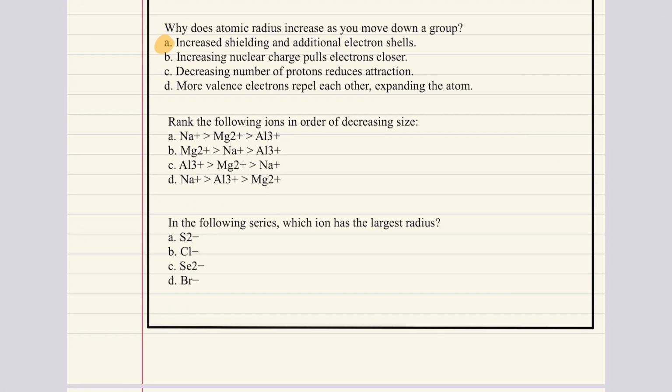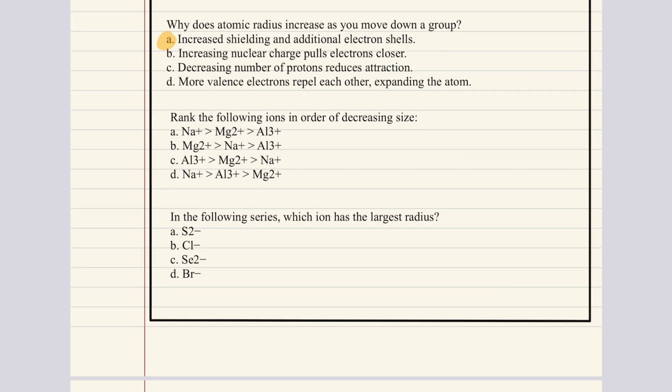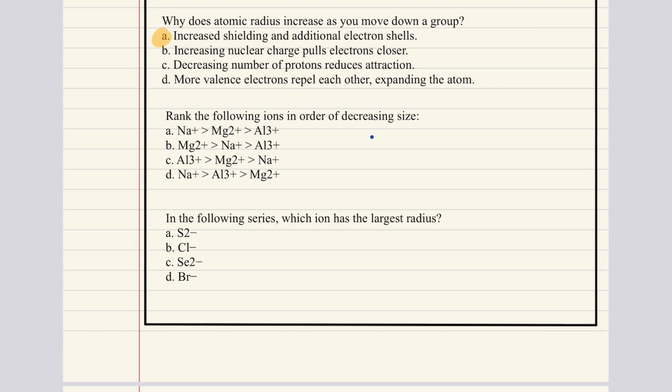Now we move into problem 4. This says rank the following ions in order of decreasing size. Here we're comparing sodium plus to magnesium 2 plus to aluminum 3 plus. Each of these ions has 10 electrons, so we're dealing with an isoelectronic species.